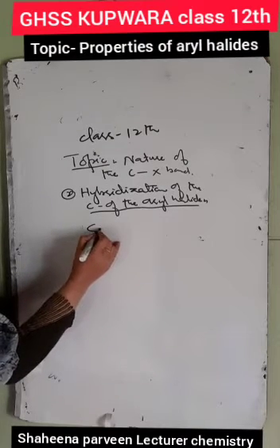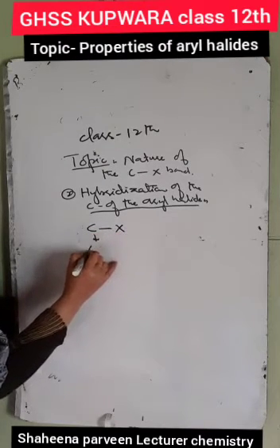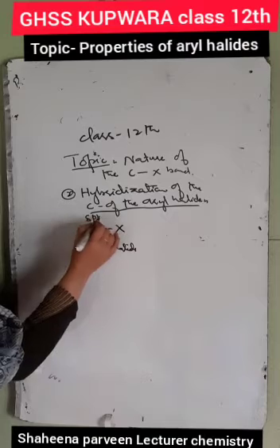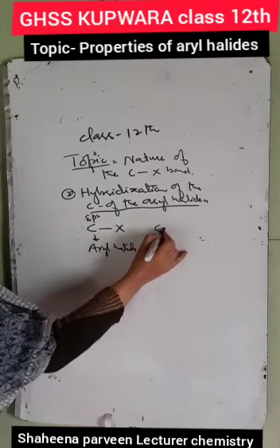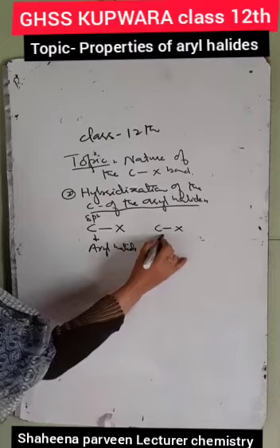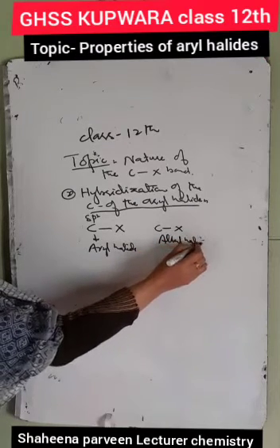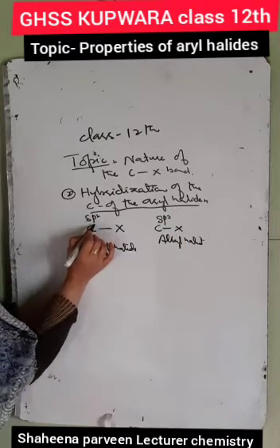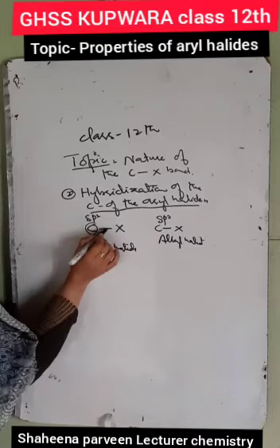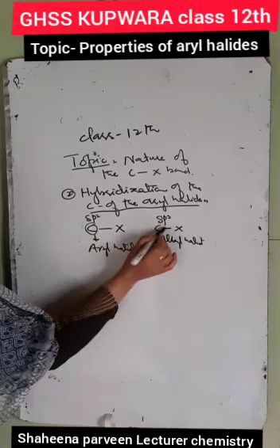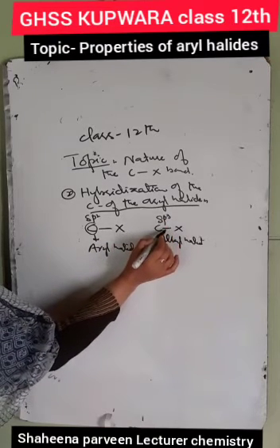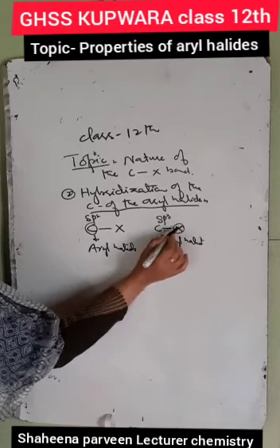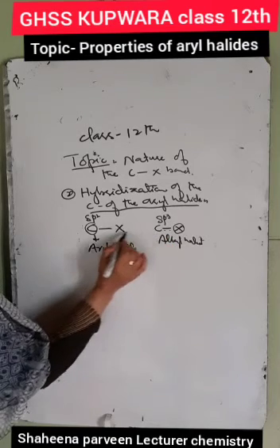So we have the C-X bond in the case of aryl halides, which is sp2 hybridized, and here we have the C-X bond of the alkyl halides, which is sp3 hybridized. This sp2 hybridized carbon of the aryl halides does not supply electrons to the halogen atom as easily as the carbon atom of the alkyl halides does, due to which the bond in alkyl halides becomes more polar.